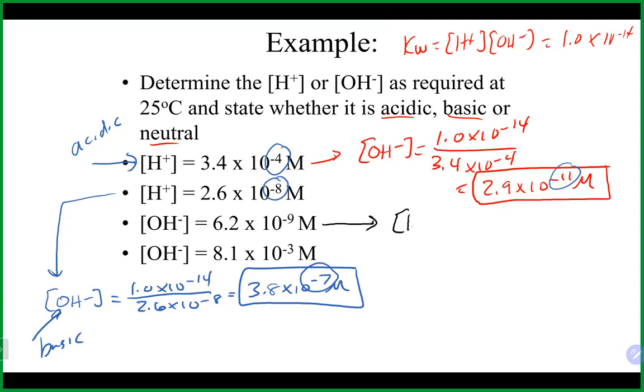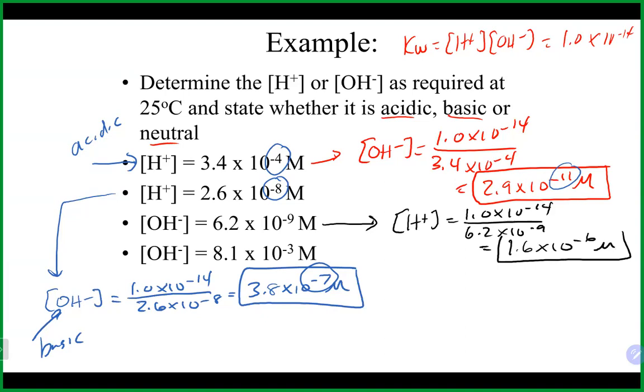Here we're going to solve for the H plus. So we're just going to take our constant 1 times 10 to the minus 14, going to divide it by our 6.2 times 10 to the minus 9. And in this particular case here, going to end up with 1.6 times 10 to the minus 6 molar. And in this particular case, comparing our OH minus to our H plus, the H plus is larger, which means it should be acidic in this particular case.